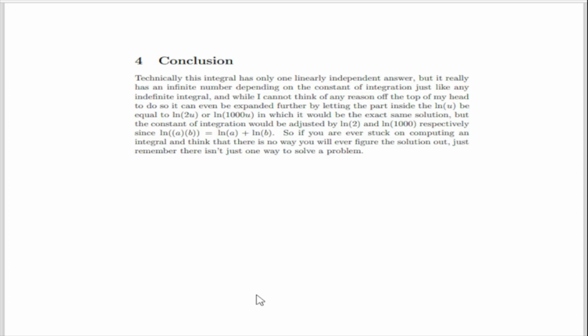So if you are ever stuck in computing an integral and think there is no way you will ever figure the solution out, just remember there isn't always just one way to solve a problem.